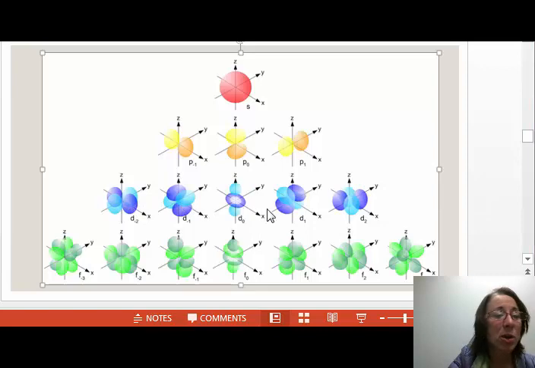The D subshell always has 5 orbitals. Most of these have 4 lobes, which is why I call them double peanuts. The F subshell has 7 orbitals. These orbitals have multiple lobes, which is why I call them flowers.